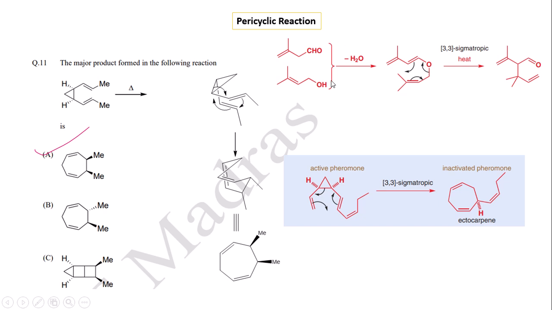Similarly, this type of reaction also happens in the 3,3 sigmatropic rearrangement, where the oxygen nucleophile can add to the aldehyde and produces the 3,3 sigmatropic rearrangement species, and this rearrangement produces the desired product. Similarly, the 3,3 sigmatropic shift also happens in the case of this active pheromone, where the active pheromone is converted to the inactive pheromone via the 3,3 sigmatropic shift rearrangement.